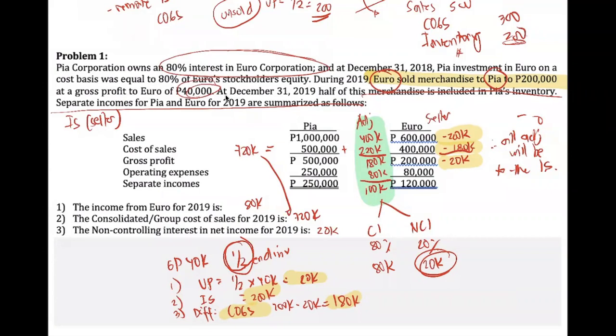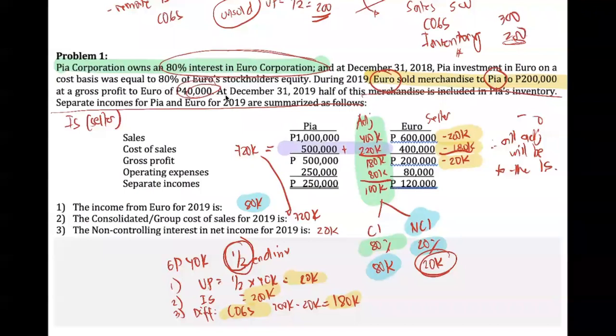After we compute your 100,000, here PIA only has 80%. So 80% is our controlling interest. What happens to the 20%? It is called non-controlling interest. So to get the income of PIA from Euro, that is 80%. So 80% of 100,000 is 80,000. Consolidated group cost of sales. PIA has 500,000.